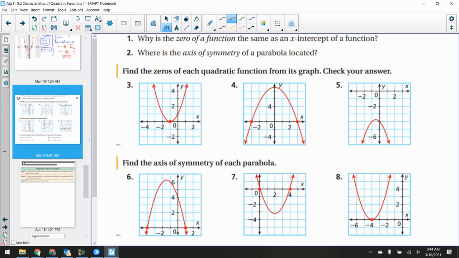Carson, where would the axis of symmetry be for number 6? X equals negative 1.5. Good. It looks like x equals negative 1.5. Rosalie, number 7.